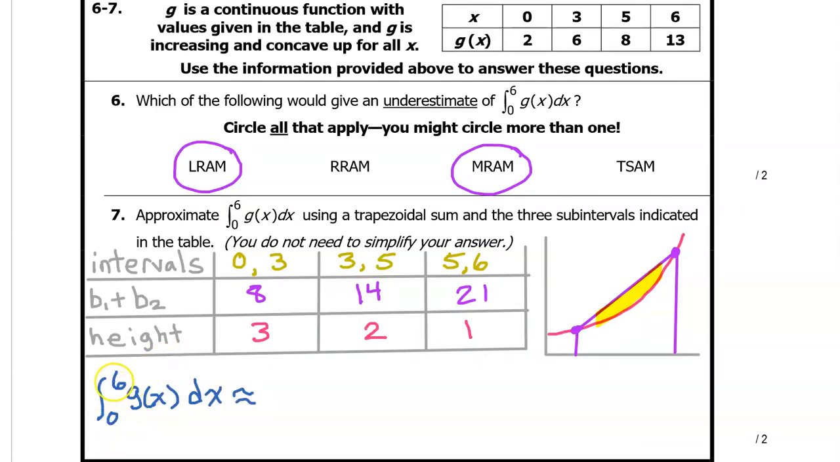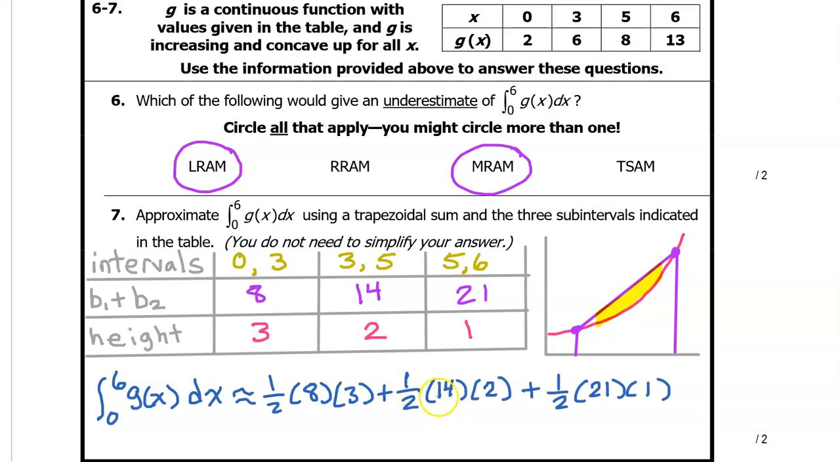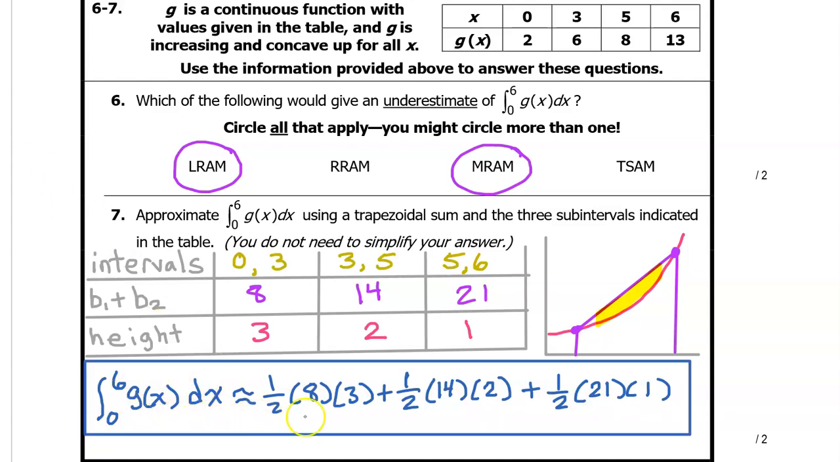So the integral from 0 to 6 of g of x dx will approximately equal the sum of the areas of the three trapezoids. Remember that the area of the first trapezoid will be 1/2 base 1 plus base 2 times the height. If we add an expression for the area of the middle trapezoid and the third trapezoid, we have our approximation for the integral from 0 to 6 of g of x dx. Feel free to leave your answer just like this. But if you're curious, this turns out to be 36.5.